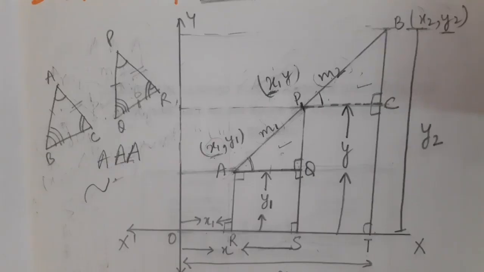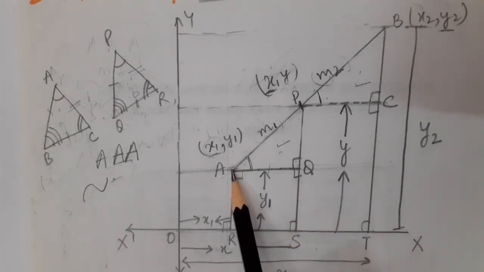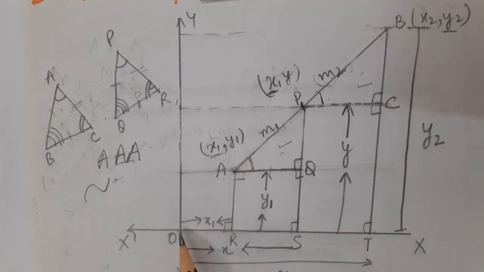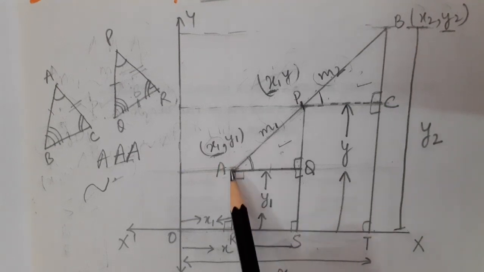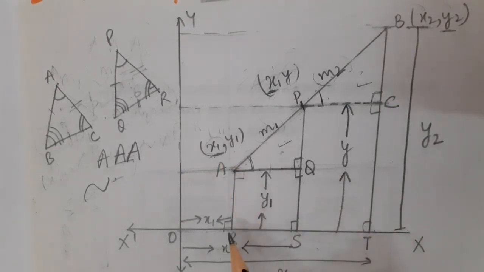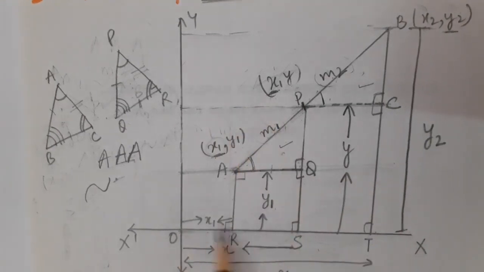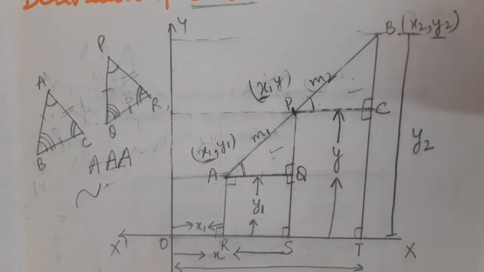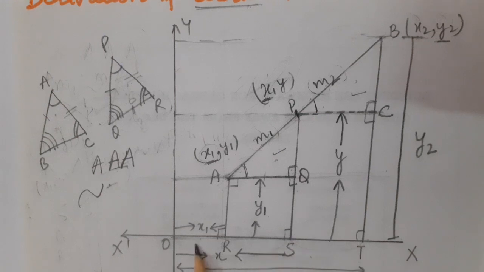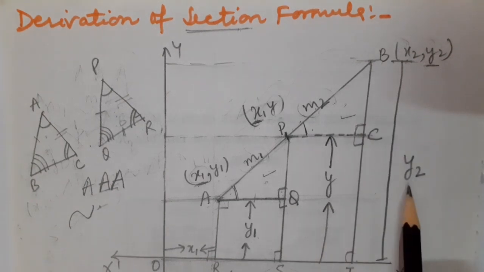Correct, students? Now children, as I told you, the x coordinate of a point is basically its perpendicular distance from the y-axis. So can we say that OR is equal to x1, because this is the x coordinate, that is x1. In the same manner, the y coordinate of a point is its perpendicular distance from the x-axis. So this complete AR must be equal to y1. Okay. In the same manner, what can we say? That OS is equal to x and this complete PS is equal to y. Similarly, what can we say? That this complete OT is equal to x2 and this complete BT must be equal to y2.